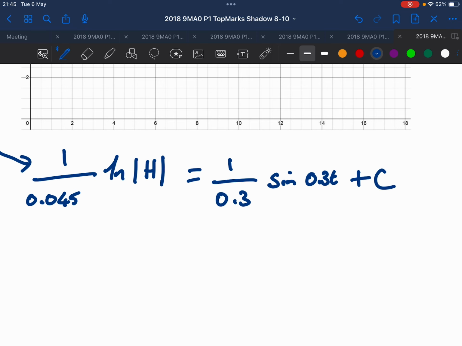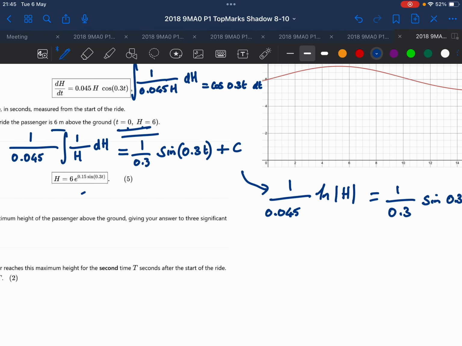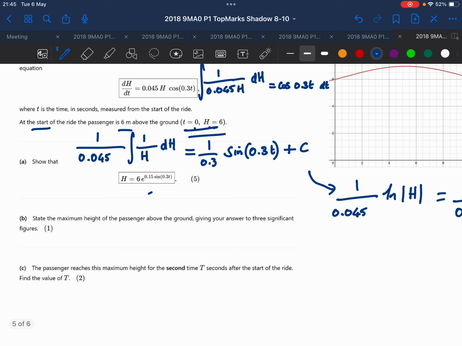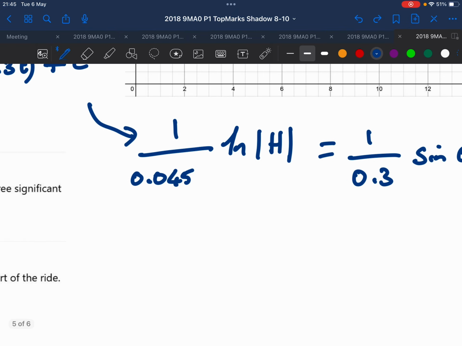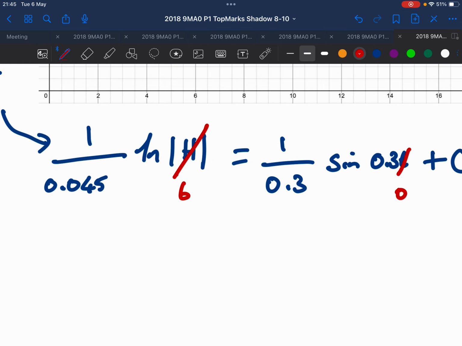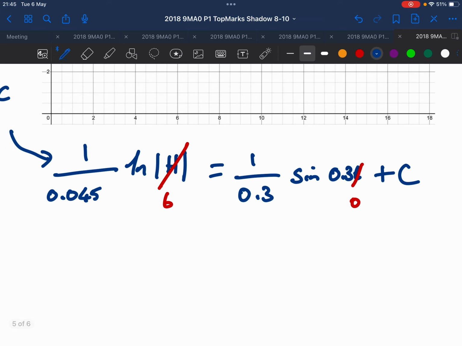Okay, so we said that we were going to sub in this condition. So always read your question carefully for this. It happens a lot in mechanics questions as well. There's some information that conceals a known value that helps you find out your c. So when h is 6, t is 0. So if we sub in the h as a 6 and the t as a 0, this will lead to what result? Let me just have a think about the neatest way to handle all of this.